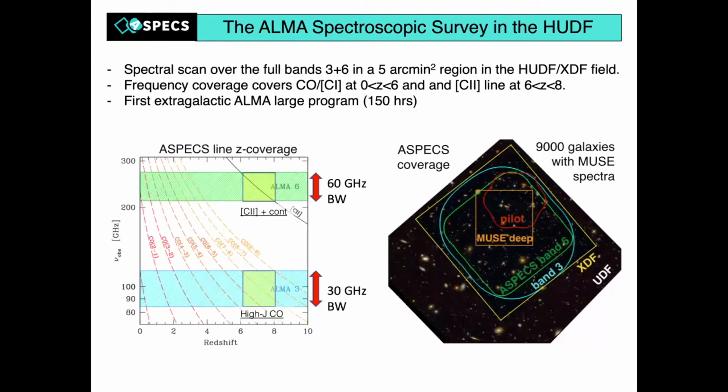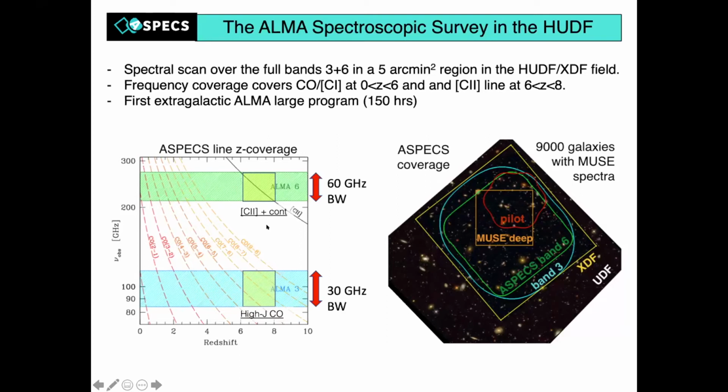We have recently finished the ASPECT survey. ASPECT stands for ALMA Spectroscopic Survey in the Hubble Ultra Deep Field. And here we targeted the deepest region, the extremely deep field, through mosaics in ALMA band 3 and band 6. We then scanned these bands in frequency, as is indicated to the left-hand side here.